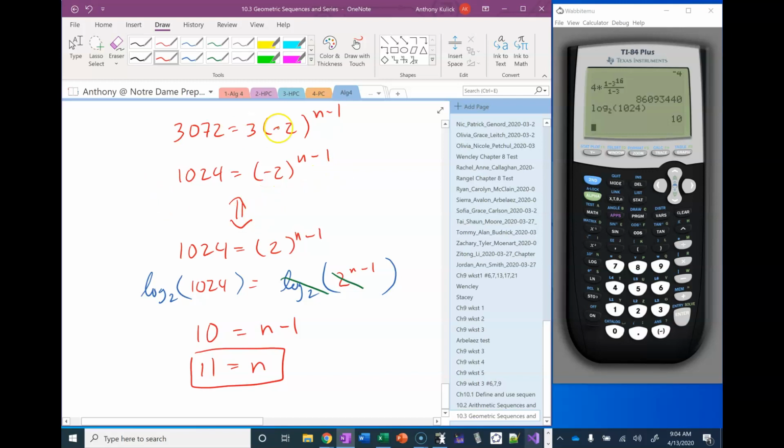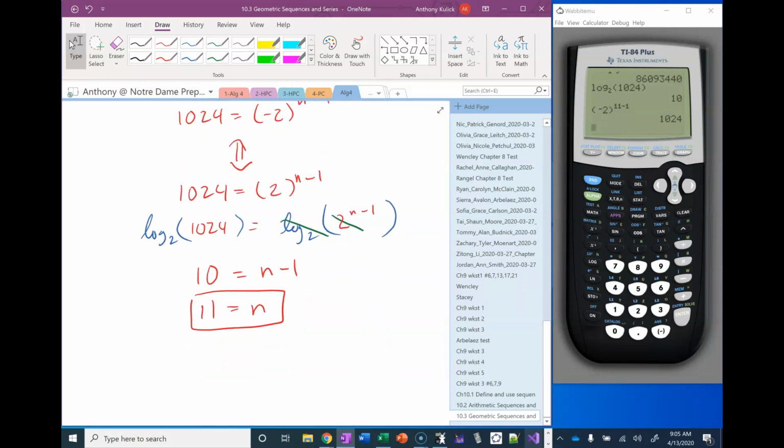Let's double check up here to make sure that when I plug 11 in for n, I get 1024. If I do negative 2 to the 11 minus 1, I get 1024. So solving the equation where the 2 is positive gives me the same solution as if the 2 was negative. I have to do this because if you try to type log base negative 2 of 1024 in your calculator, it's going to give you an error. It can't handle it, but just use a positive base and you're going to get an answer that works if the base was negative.